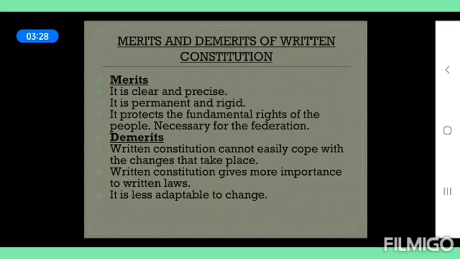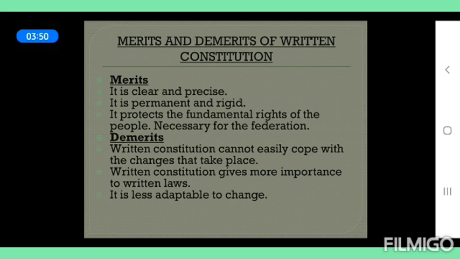So number one, that is the merits. We'll first discuss the merits and demerits of written constitutions, and afterwards we'll discuss unwritten constitutions and rigid and flexible. Okay, so let's start with the merits and demerits of the written constitutions. Okay, so written constitutions, you know it, students. I have already explained that, right?